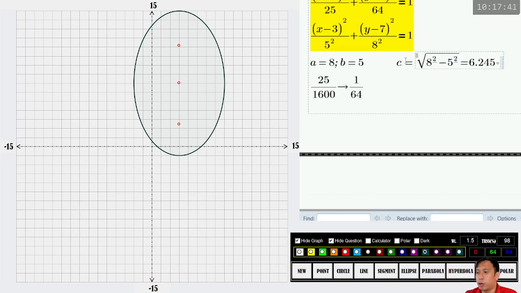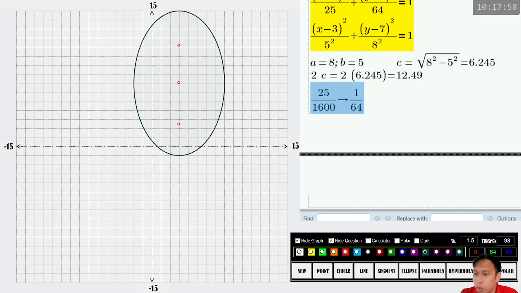That's 6.245. You see. There are problems that would ask for just the distance between the foci. The solution would just be 2C, no? 2 times that, 6.245. That's all they would ask you to find, the distance between the foci. Alright?